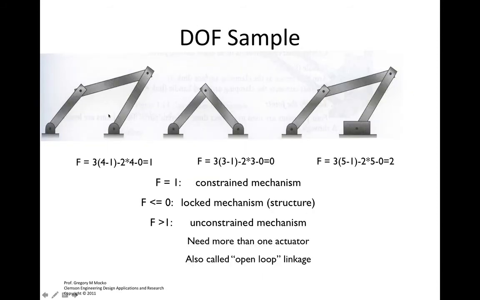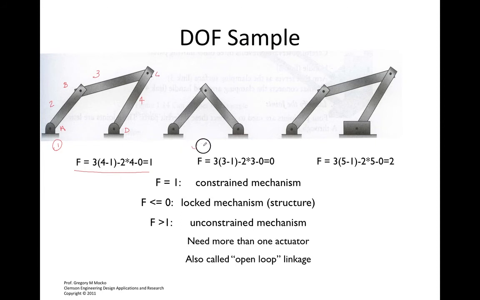So some examples here. If we go to this first one, let's label this up here. We've got 1 to be the ground, 2, 3, 4, A, B, C, D. So we've got 3 times 4 minus 1. All of these are revolute joints. They all only allow 1 degree of freedom, so 2 times 4 minus 0. So this mechanism is a constrained mechanism.